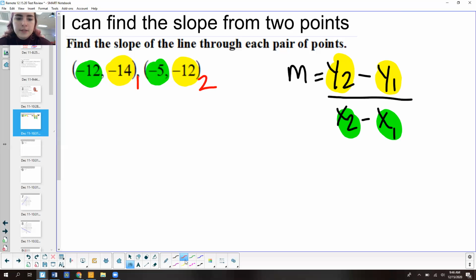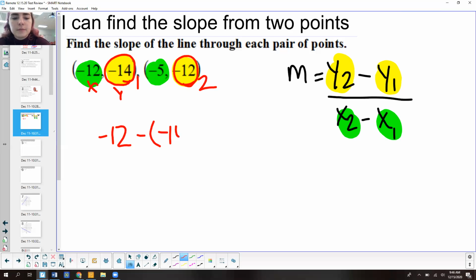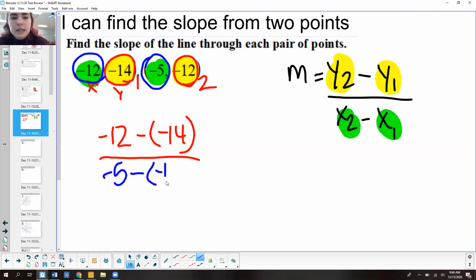All right, so we're going to take y2. So I'm going to take my y value on point number 2. So I'm going to take negative 12 minus my y value on point number 1. Remember, these are written in x comma y format. So y1 is going to be negative 14. Next, I've got x2. So I'm going to take negative 5. So that's my x value on point number 2 minus x1, which is going to be negative 12.